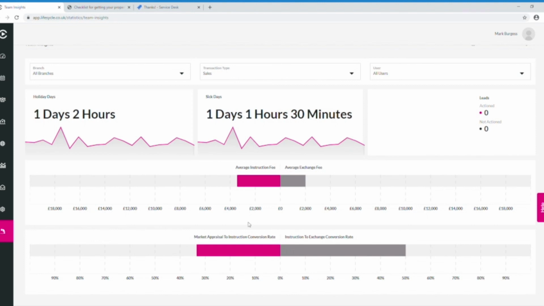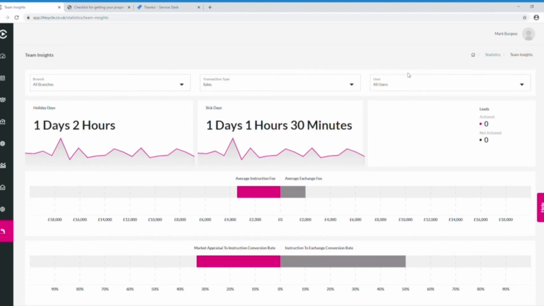Hopefully that all makes sense. It's all designed just to give you a little bit more insight into what's actually going on inside the company. That is Team Insights.